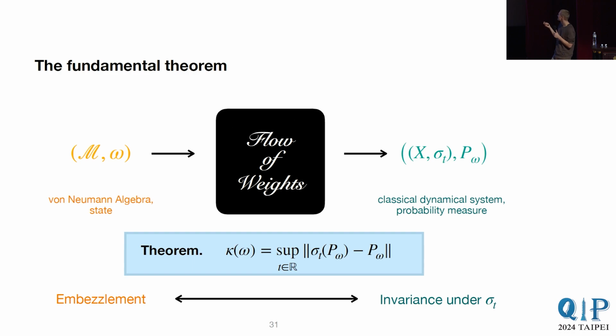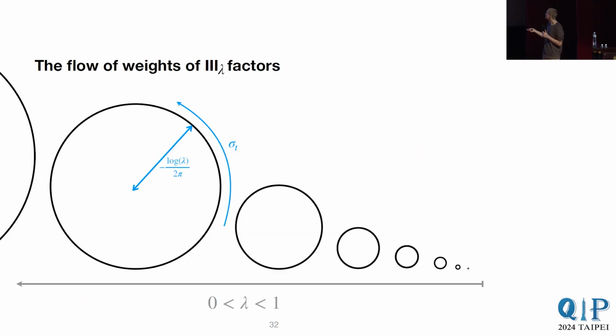But this is great. And with this, we can now prove the theorem that we had. So we can prove this table because we only have to calculate how invariant a probability distribution is under some classical flow. So we effectively made our problem classical. And now before we come to the table, again, let me tell you a bit about the flow of weights in type 3, because we have to look at that briefly.